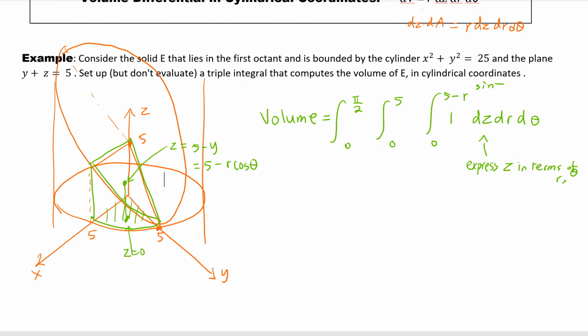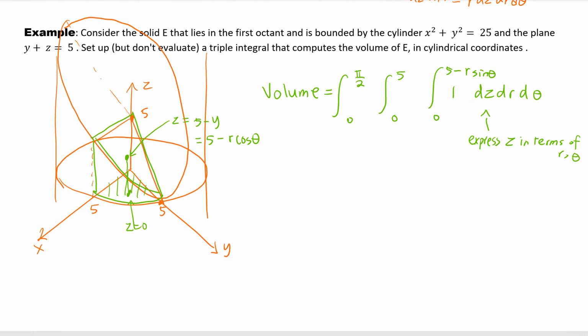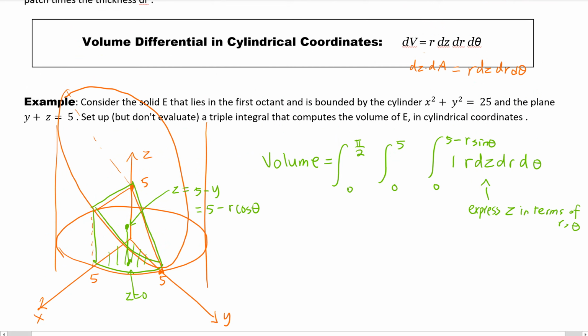Oh, that kind of shifts. Okay, so far so good, everybody. So this is how we set it up. Oh, don't forget, we have an r here. So we can also try to integrate this integral.